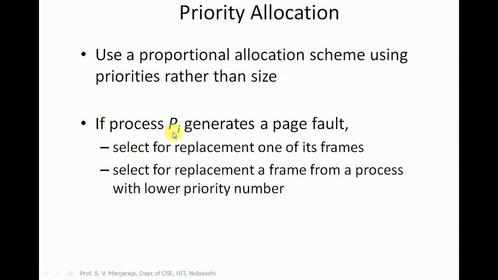If the process generates a page fault, we need to select a page for replacement. And which page do we need to select? We need to select a page for replacement from a process with a lower priority number. So the frame of the lowest priority process will be selected for replacement.